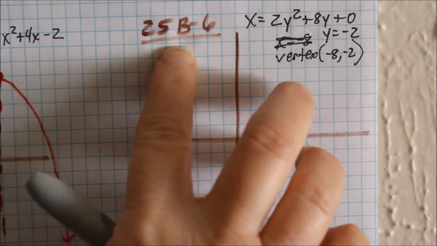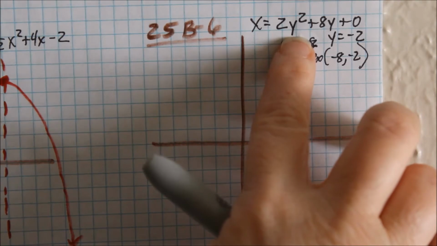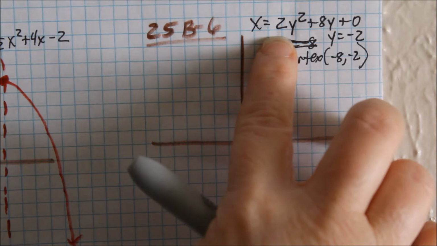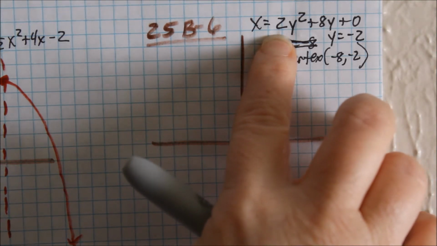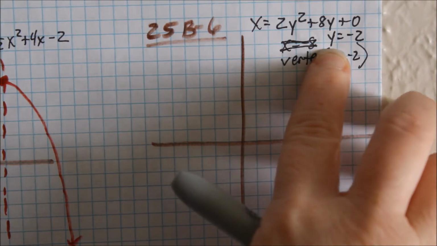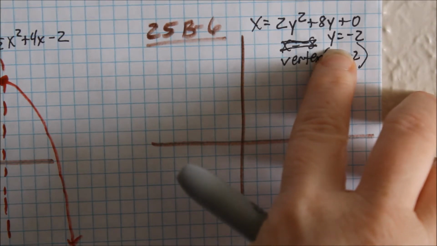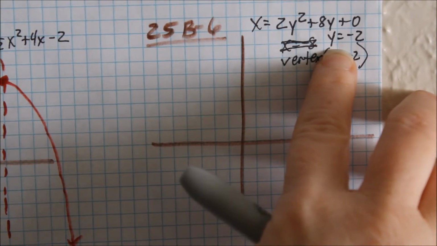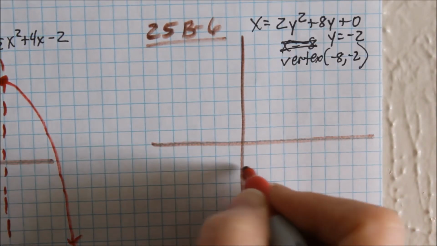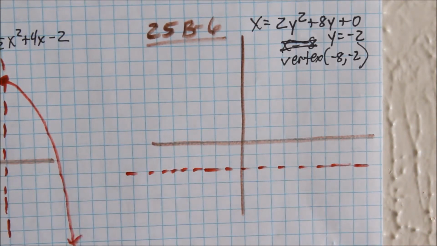Alright, now we're graphing 25b6. x equals 2y squared plus 8y. The fact that y is squared and x is not tells me it's a right-left parabola. Looking at this coefficient, it's positive, which tells me it will face to the right. We calculated our axis of symmetry as y equals negative 2. Now remember, how do you graph the line y equals negative 2? Everywhere on that line, your y value will be negative 2. This will be a horizontal line. So go down to y equals negative 2, and that will be your axis of symmetry. We still draw it as a dashed line.